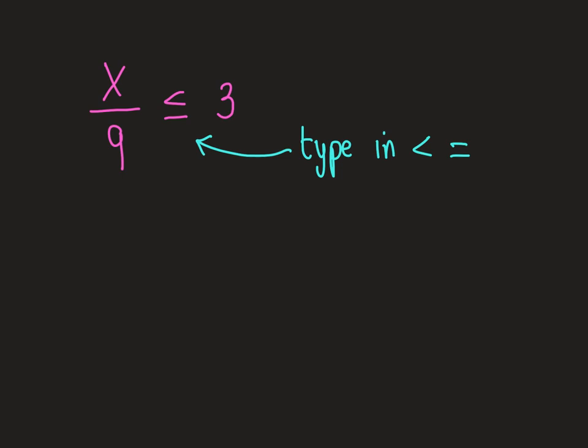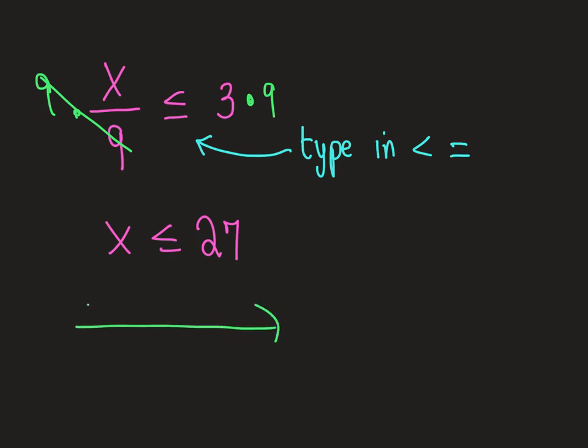Here's the next question I'd like you to try. When you type it in, there is no symbol for this, so you're going to have to type them in separately on the keyboard. So what is x divided by 9 less than or equal to 3? Go. Did you say x is less than or equal to 27? Times by 9, cross out, what's my answer. It's going to end up being a closed dot going left at 27 because they are all numbers smaller than 27.